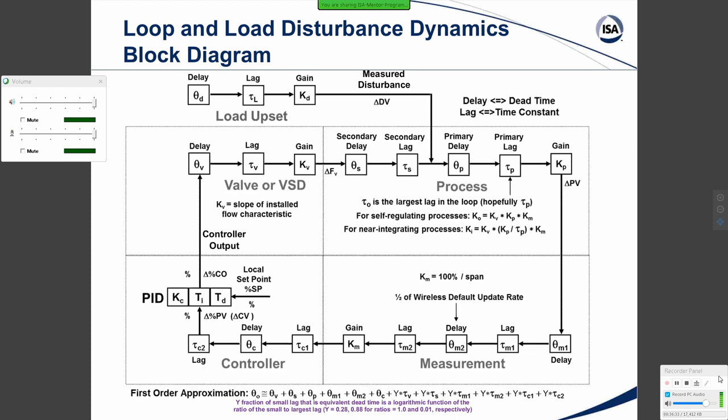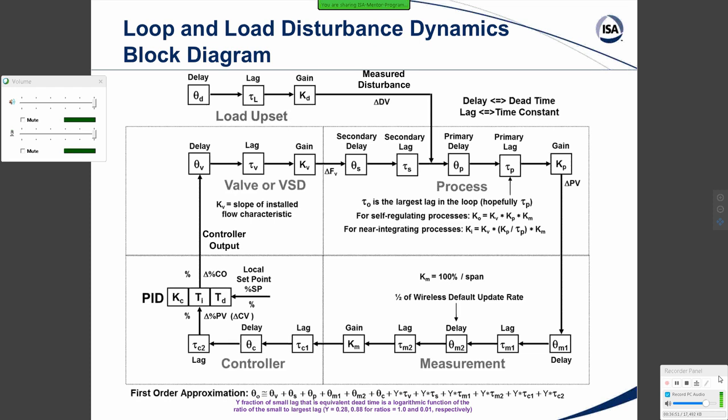We're always underestimating the dead time. So if it's a small time constant, I like to just say that's effectively dead time. And so the most important thing in the loop, of course, is the total dead time. It's actually the easiest thing to test.